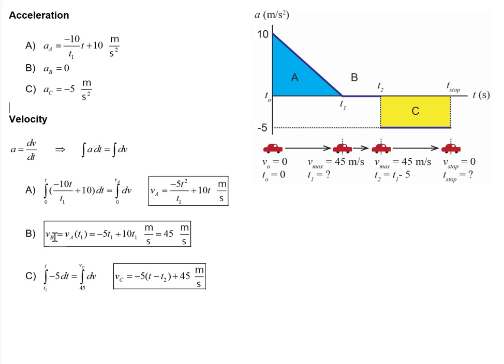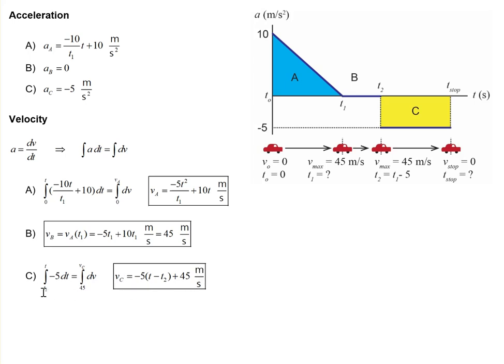In B, we don't need to do anything. We know that that's 45 meters per second. The problem gives us that. But this is also equal to the velocity of A at time t1, right? So if we plug t1 into the equation for region A, we should get 45 meters per second. And then we integrate for C and get a velocity for C.